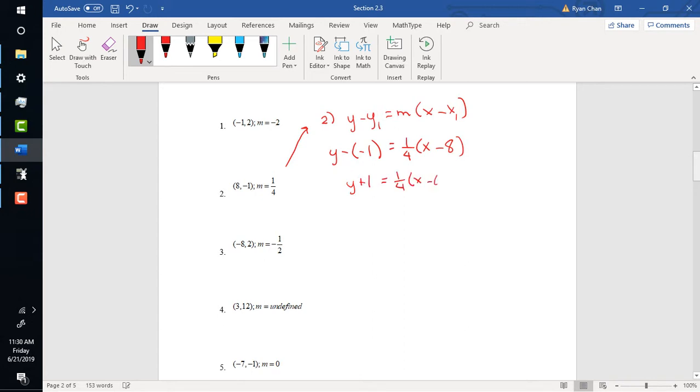Make sure you know how to multiply fractions and add fractions. 1/4 times 8 is 2, negative 2, because I do 8 divided by 4. That's 2. Remember, you can also multiply across and then divide later. And then I'll subtract 1 on both sides. And I have y equals 1/4 x minus 3.